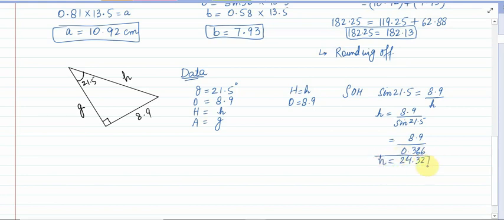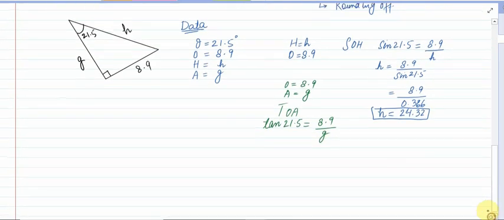Right? So that is the value of our hypotenuse. After hypotenuse, we are moving towards adjacent. Same technique, opposite is 8.9, adjacent is g. So opposite and adjacent comes in the working formula TOA. That means we need to apply tan here. So tan of angle 21.5 is equal to opposite 8.9 divided by adjacent g.